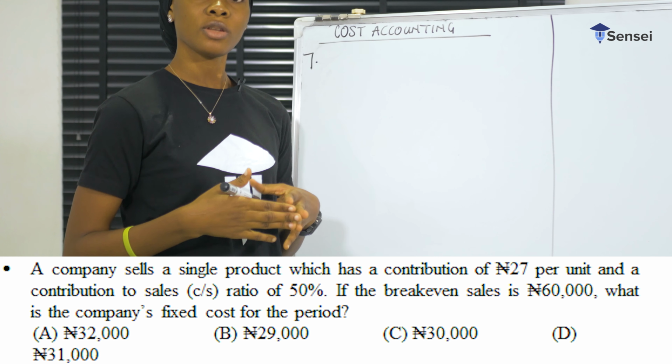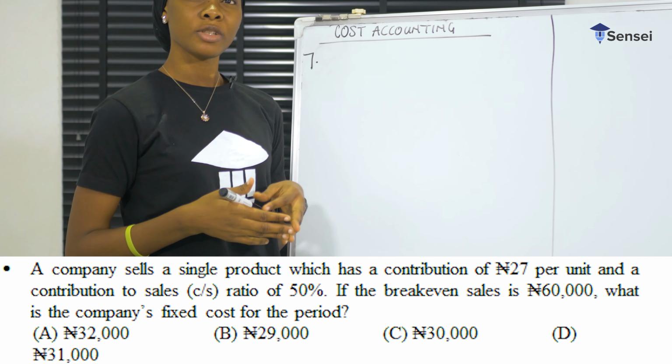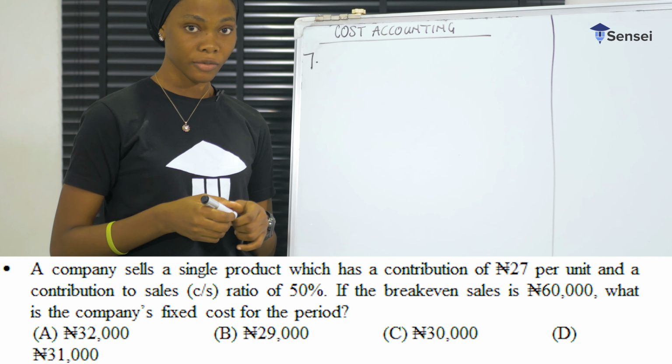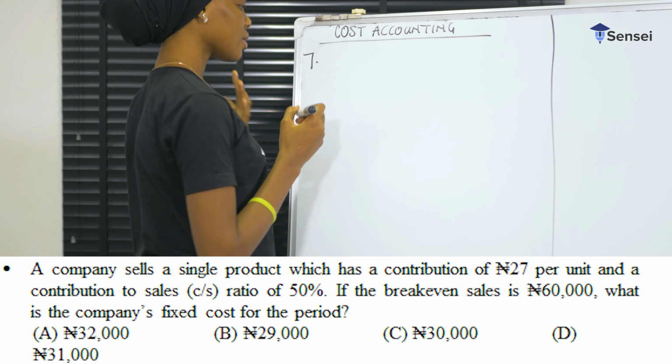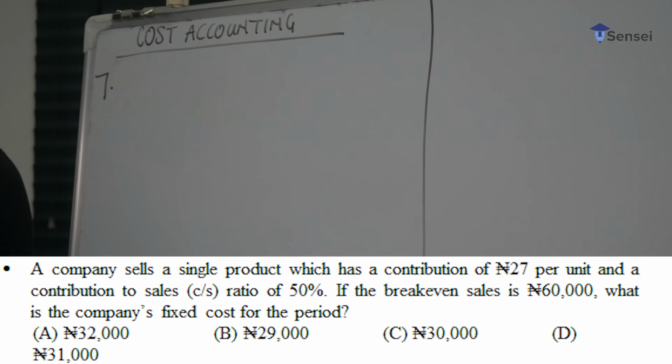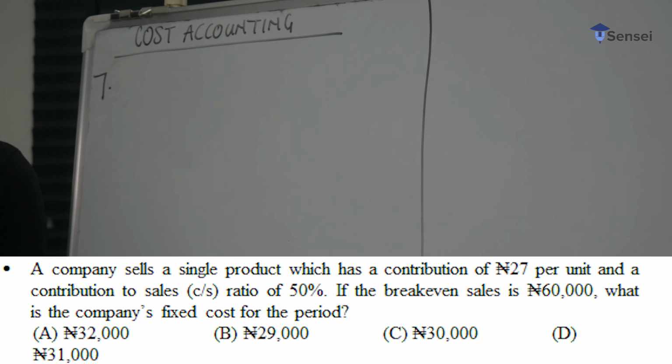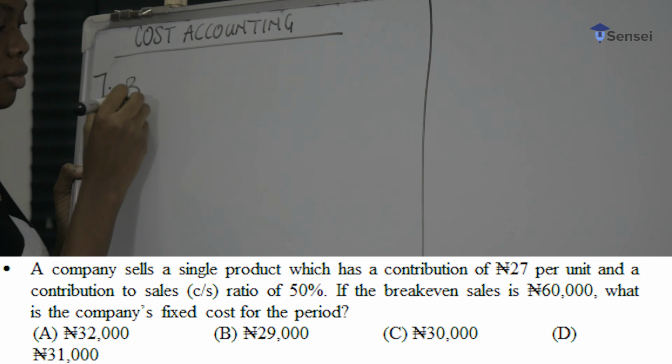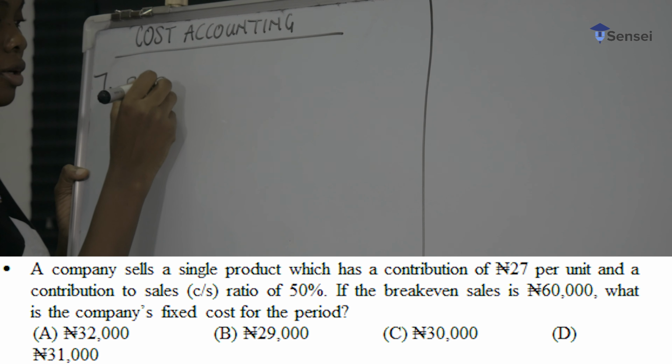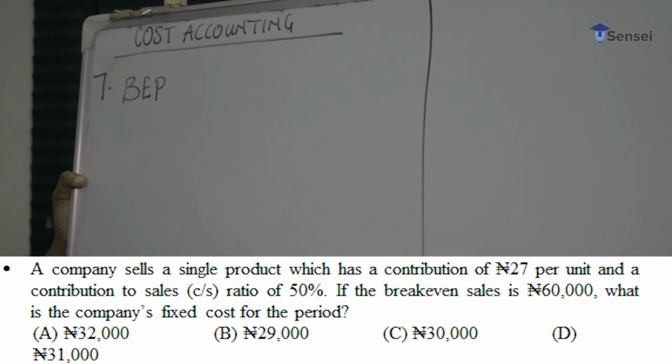So here the question asks us to determine the company's fixed cost for the period. When we are asked to calculate anything under break-even, we're told that the break-even sales is 60,000 naira. BEP is break-even point.